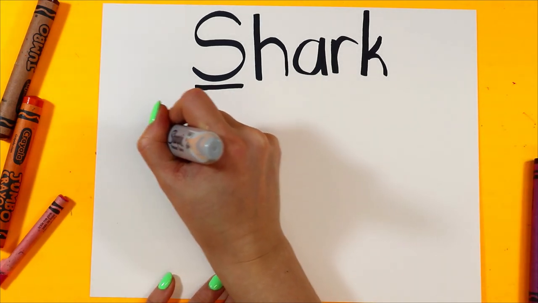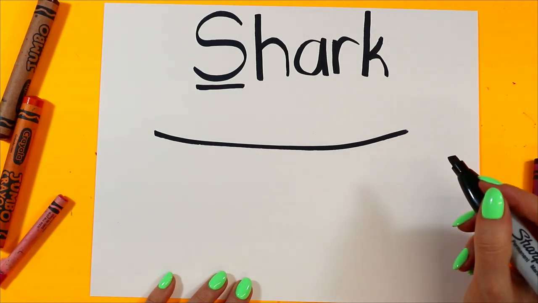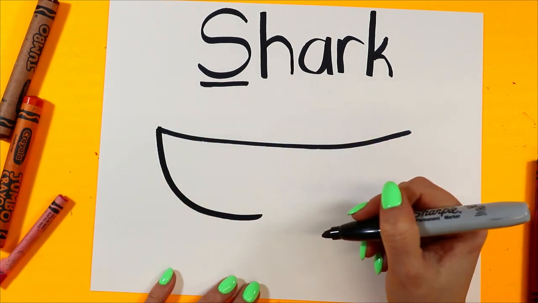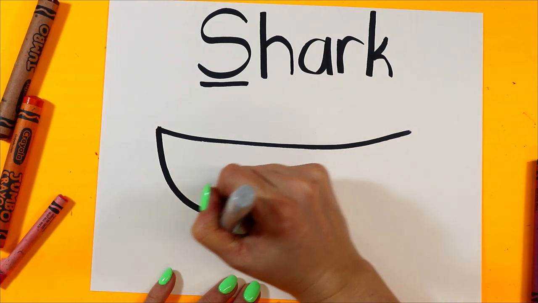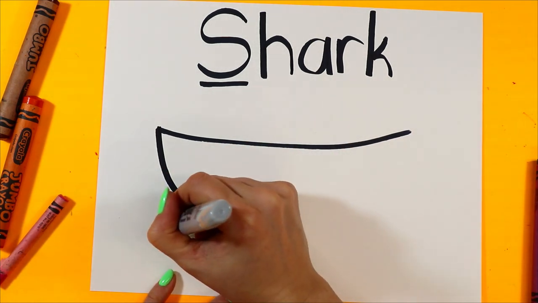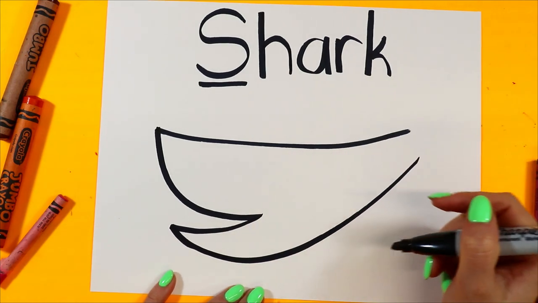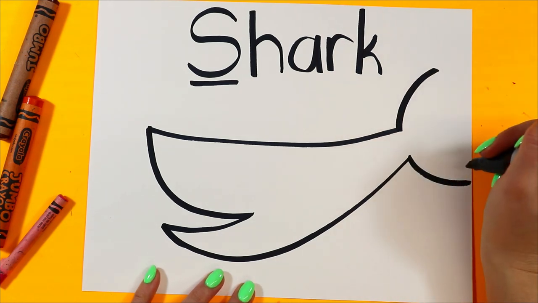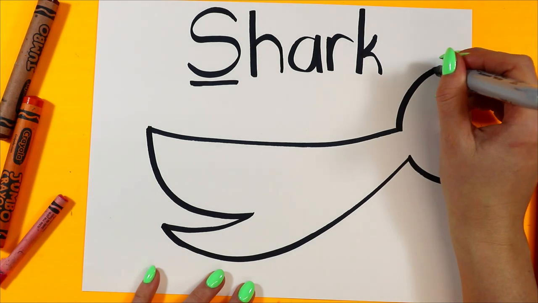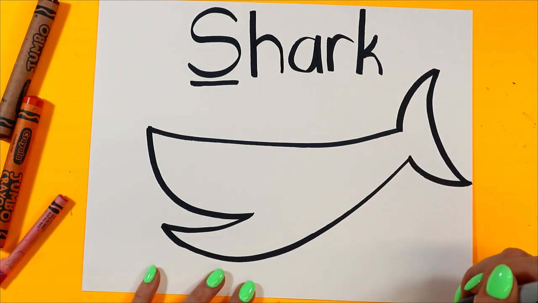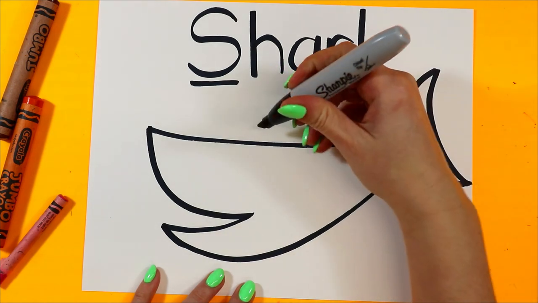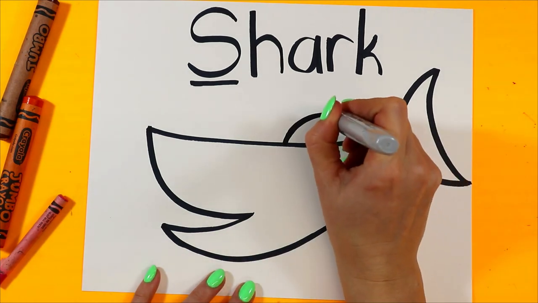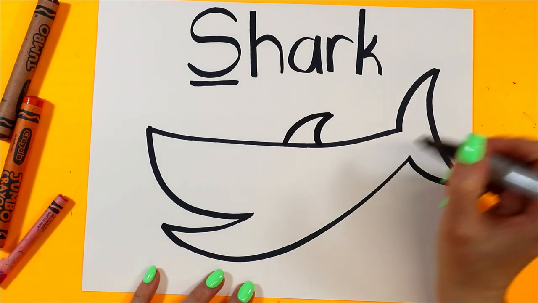Let's draw our shark. Big long line across the page. Little curving line down. One line up. Back up and towards the top. Two curving lines for the tail. Curving line to connect. Let's add a curving line on the top for the dorsal fin. Curve back in and connect.